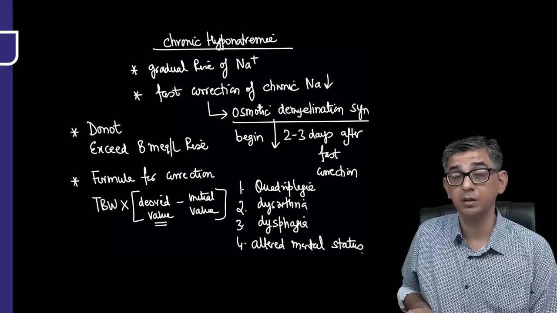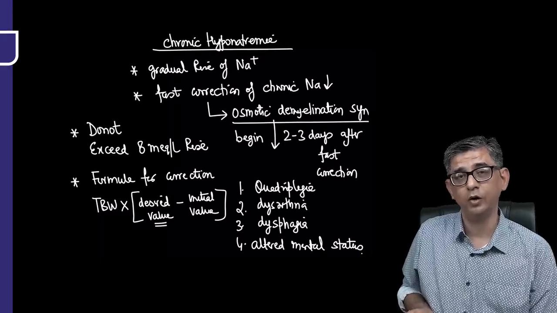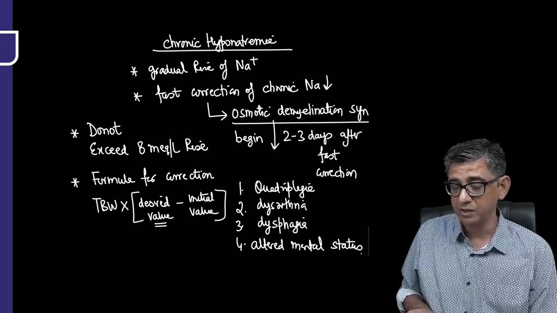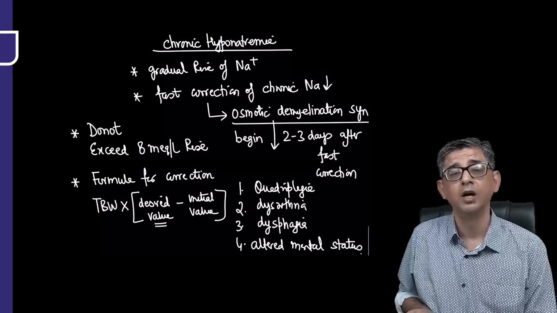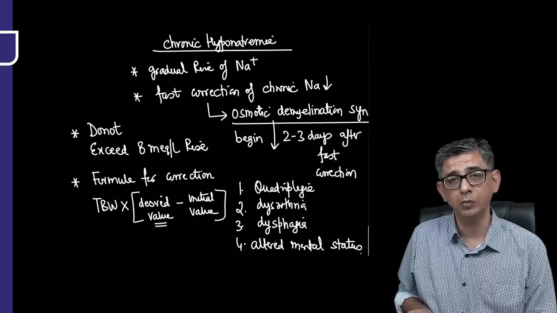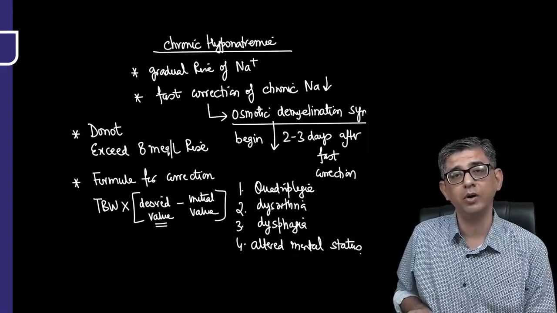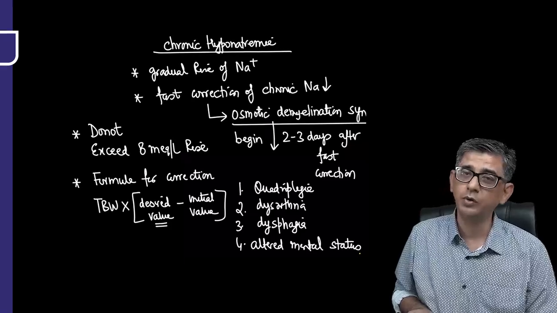If I try to stabilize them faster, at a rate of, let me say, from 120 to 135 in a single day, I would have a disaster developing subsequently, which is osmotic demyelination syndrome. And next, I'm going to describe a question that has been asked on correction of chronic hyponatremia in previous years. So let's focus on the question now.